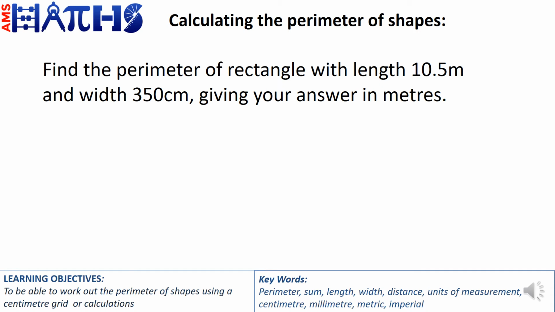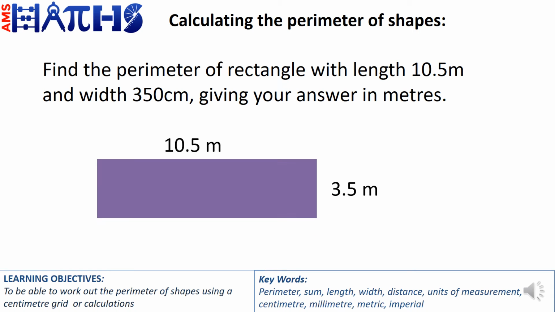Let's look at this word problem. It says we should find the perimeter of a rectangle with length 10.5 meters and width 350 centimeters, and we need to give our answer in meters. So what I do first is I would just sketch a rectangle, as you can see, and then since it says that I need to give my answer in meters, I will make sure that the length I put on my shape is converted to meters.